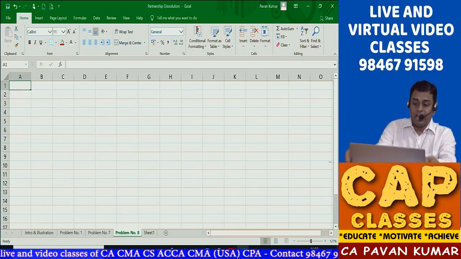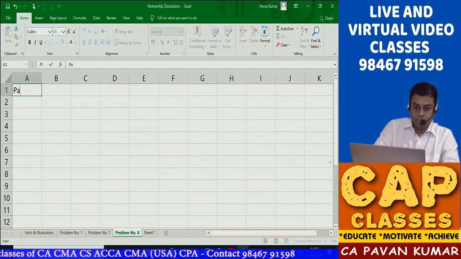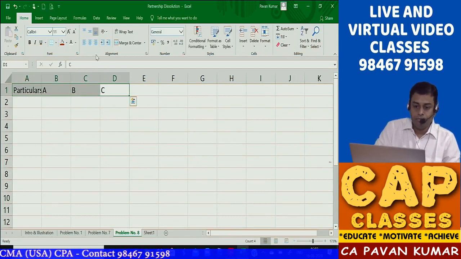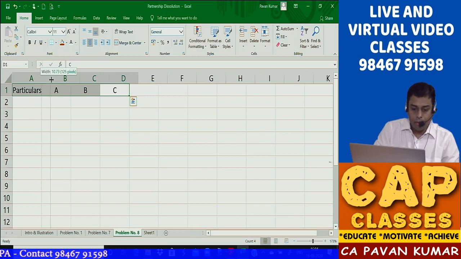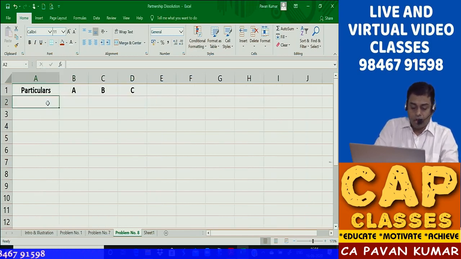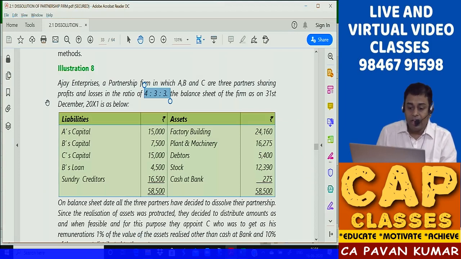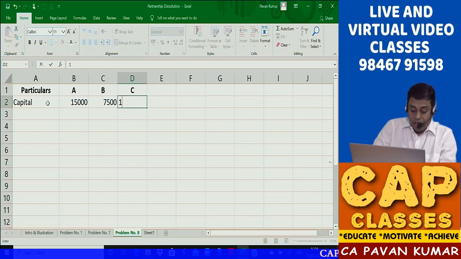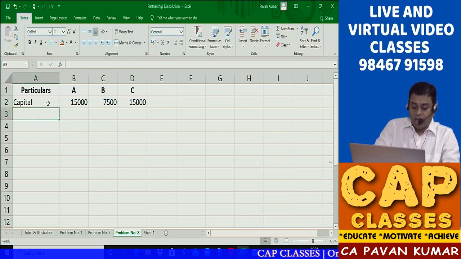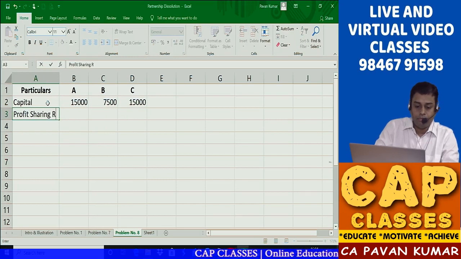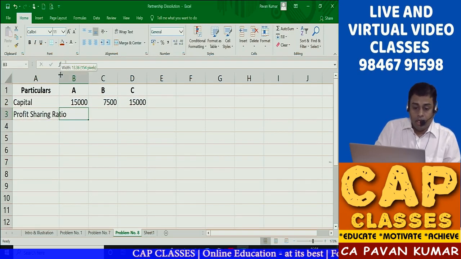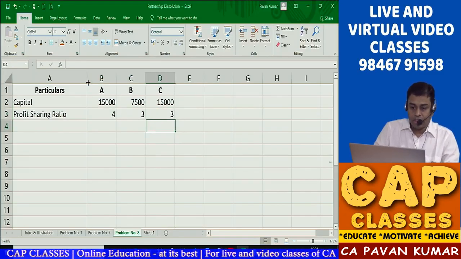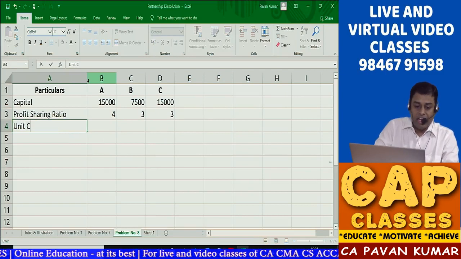I'm taking particulars A, B, C. What is their capital as given in the balance sheet? 15,000, 7,500, 15,000. Correct? What is their profit sharing ratio? Is it 4:3:3 they said? Yes, 4:3:3.